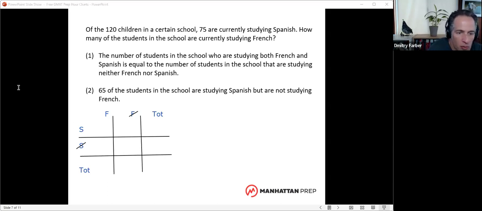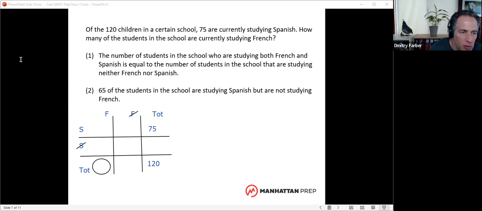And so before I get to either statement, I can fill in the knowns. I know 120 students are there. 75 are speaking Spanish. When they don't say otherwise, that means everybody who speaks Spanish. We don't want to make an assumption that they study only Spanish, right? So there's 75 kids in total who speak Spanish. And they want to know how many kids are studying French. So that would be how many kids are studying French overall.